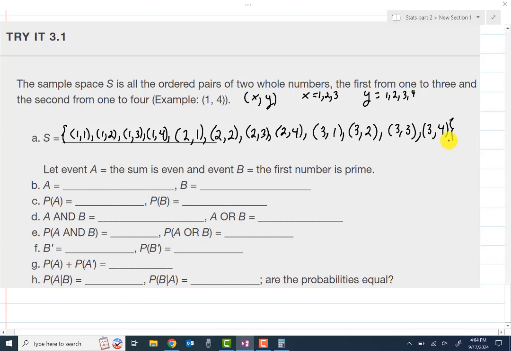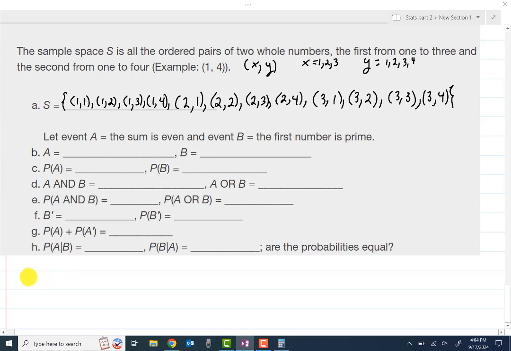And you can see there's a total of 12 of them if you count them all up. Now, it says, let A be the event that the sum is even. So what they're talking about is the sum of the numbers inside of the ordered pairs. If you look, 1 and 1 counts because when I add them together, I get 2, which is an even number. So I'll have to put A under here. So A is the collection where the ordered pairs sum up to an even number.